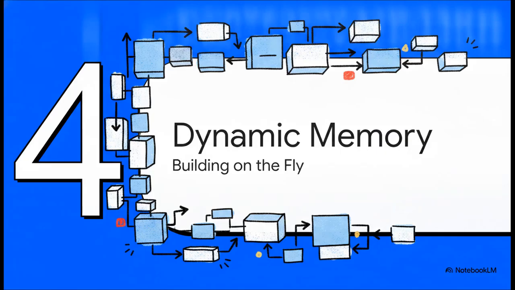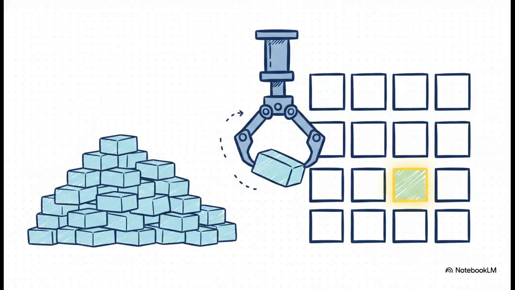Which brings us to Section 4, Managing Dynamic Memory, Building on the Fly. Depending on which language you're using, you'll use different functions to request raw memory on the fly. C relies on functions like malloc to grab a specific block of memory using its byte size during runtime. C++, on the other hand, gives us the slightly more streamlined new operator.